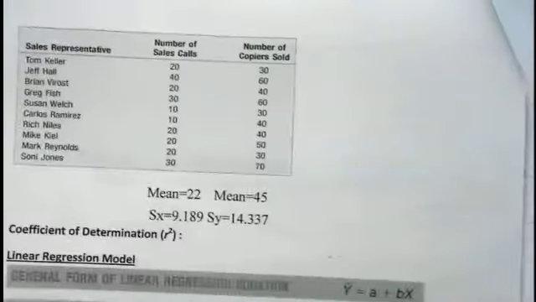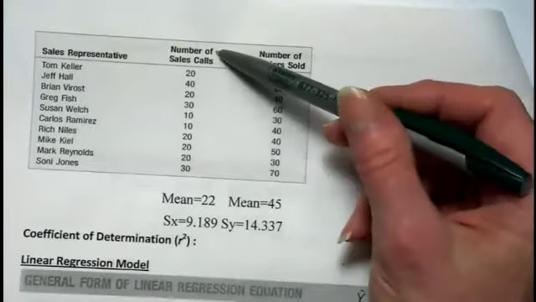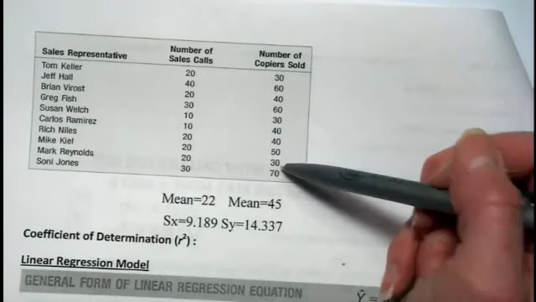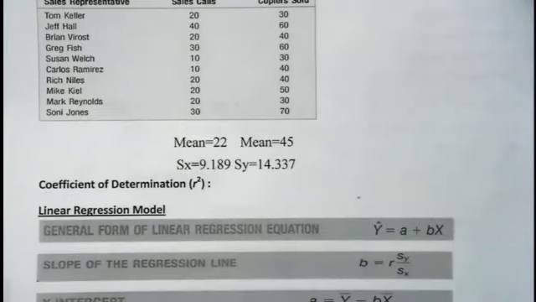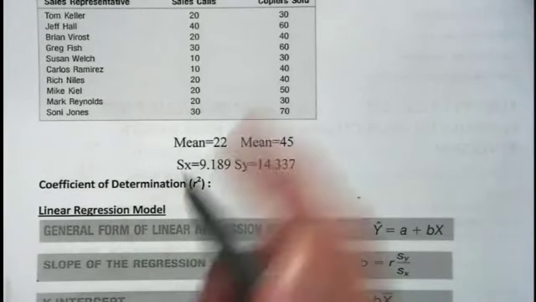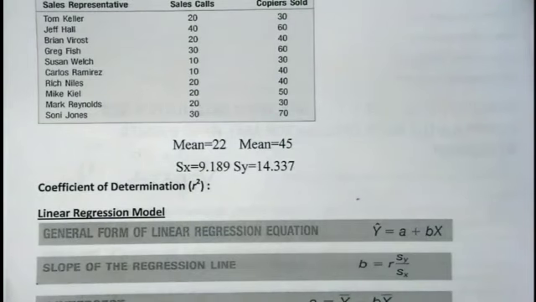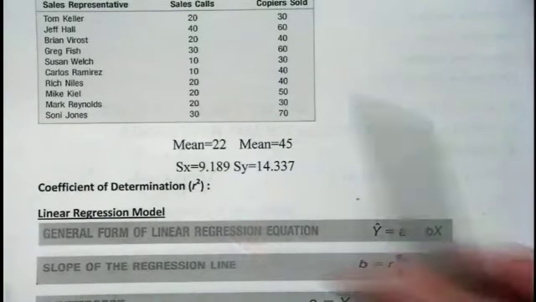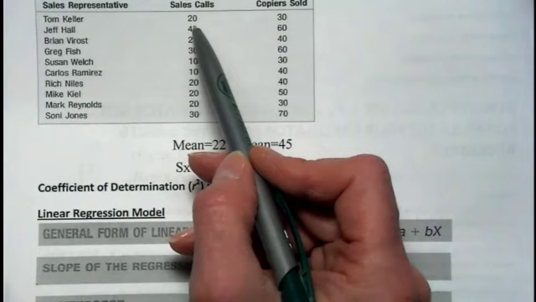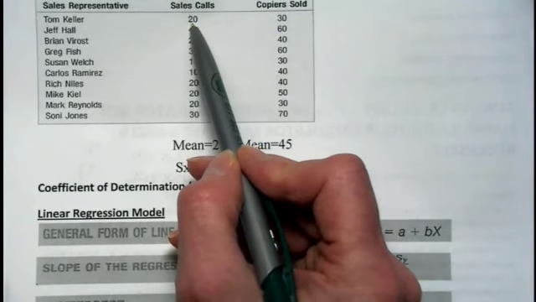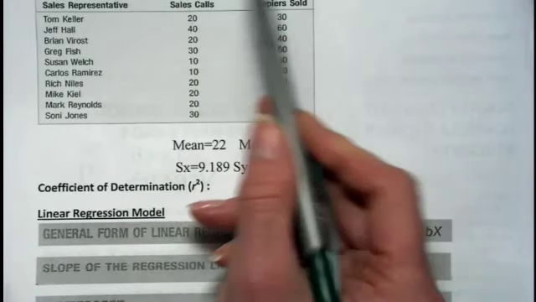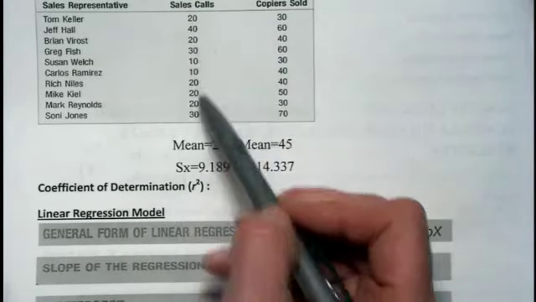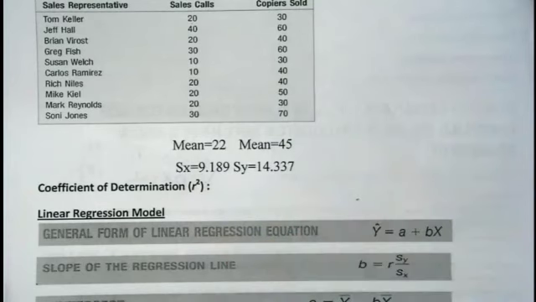So the first problem, I'll go back to the DocCam. The first problem we're going to discuss is the number of sales calls and the number of copiers sold. So I want you to pause the video, and I want you to practice putting in these data points. This will be in TI 30. This will be your X1, Y1, X2, Y2. In your graphing calculators, this is L1 and L2.